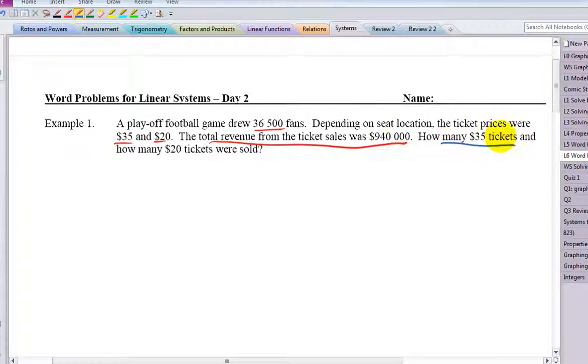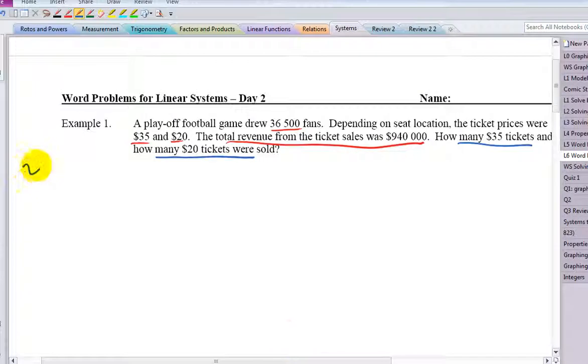How many $35 tickets? How many $20 tickets? That's going to tell you what your variables should be. So X equals the number of $35 tickets, and Y equals the number of $20 tickets. Always do a quick legend or an if-then statement.